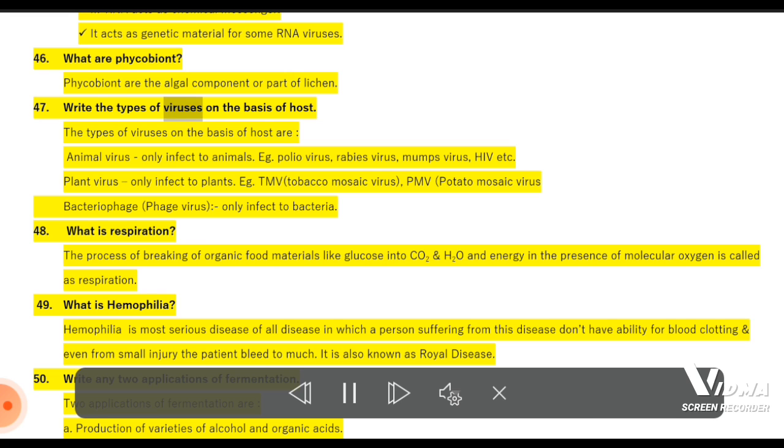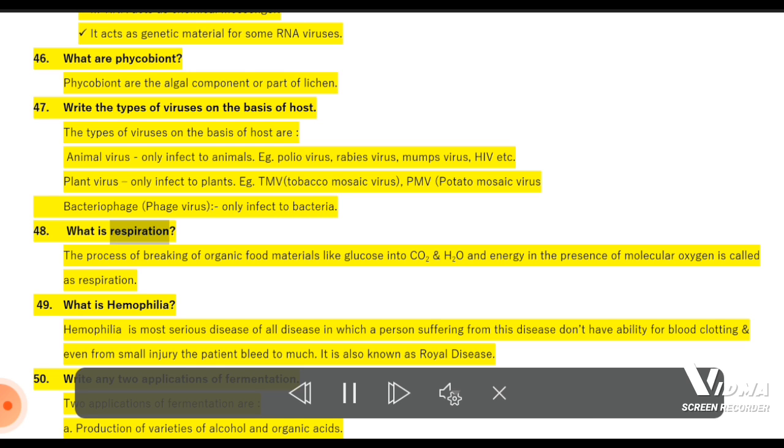47. Write the types of viruses on the basis of host. The types of viruses on the basis of host are: animal virus, only infect animals, e.g., poliovirus, rabies virus, mumps virus, HIV, etc. Plant virus, only infect plants, e.g., TMV tobacco mosaic virus, PMV potato mosaic virus. Bacteriophage virus, only infect bacteria.